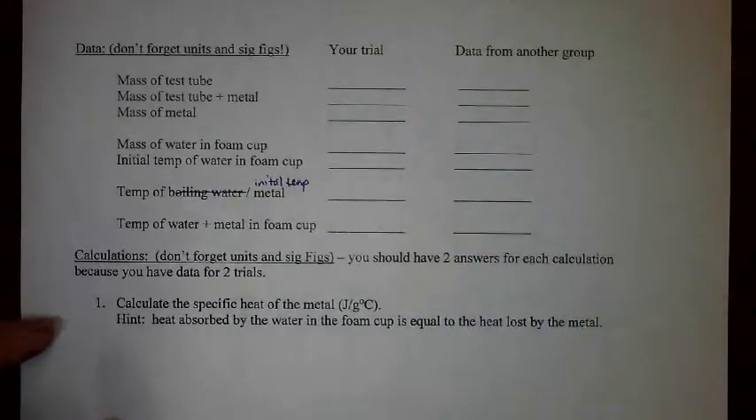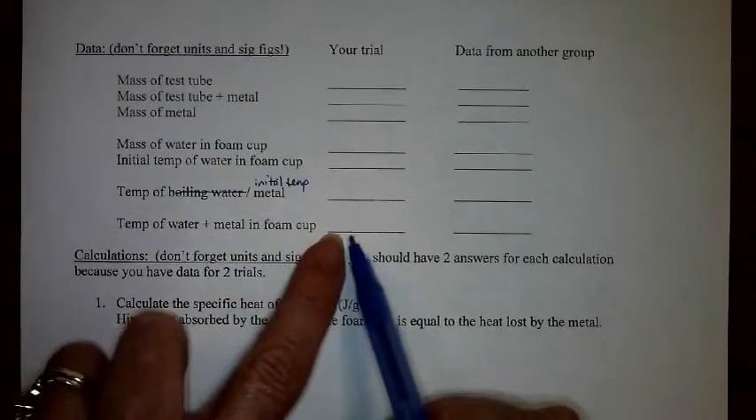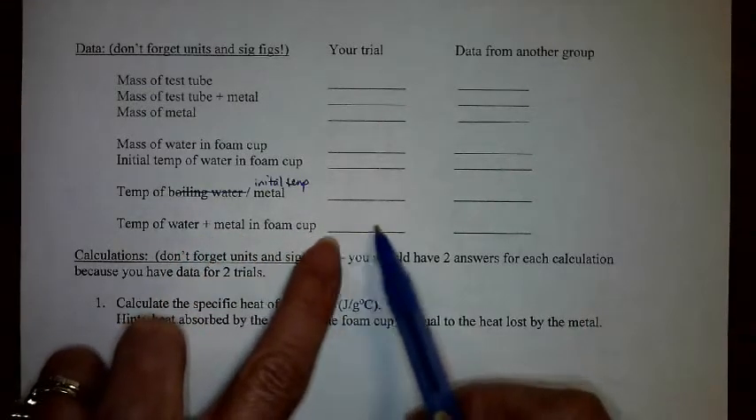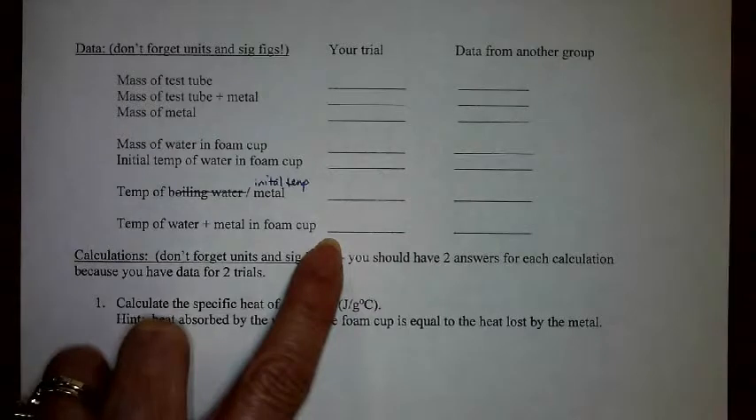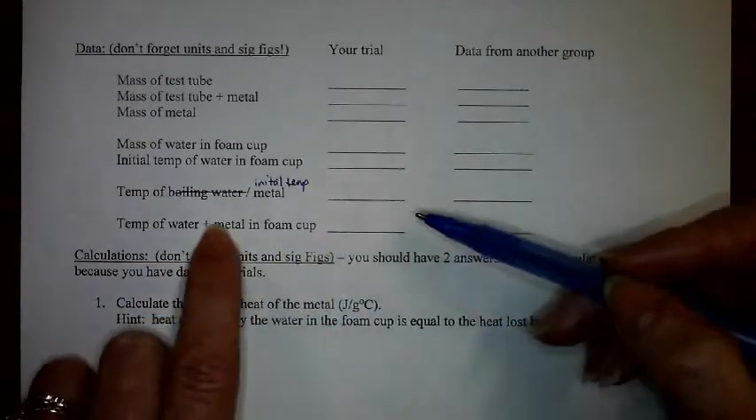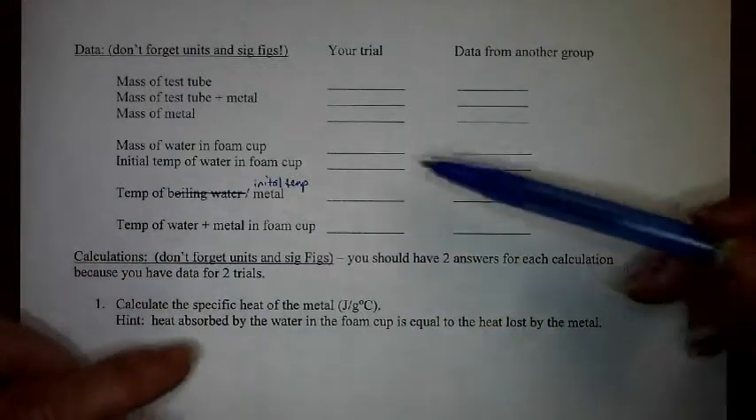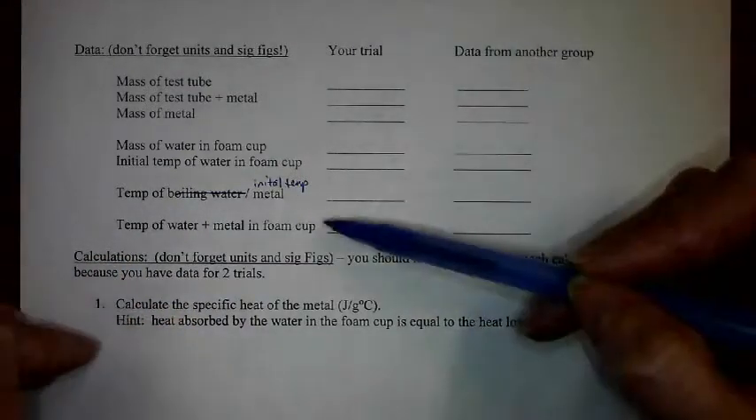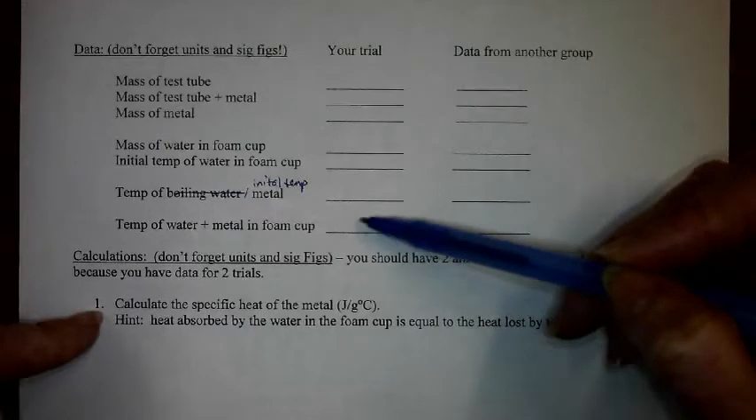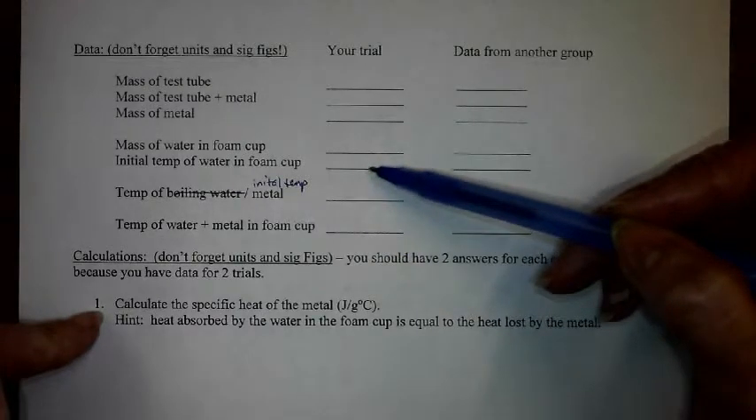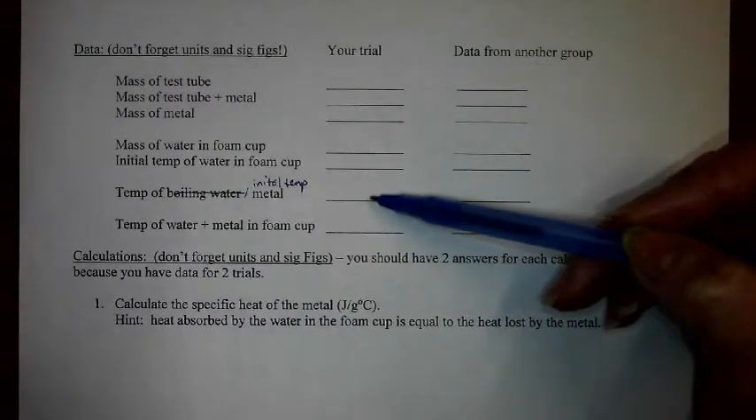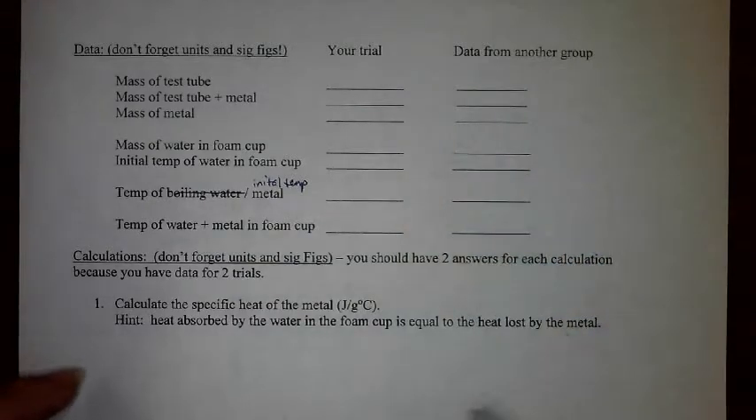Now you put the hot metal in the cool water, and this is the temperature that they both should have reached when they came to the same final temperature. So the water in the cup, its temperature should have risen, and the metal temperature should have fallen. So this temperature should be somewhere between the initial temperature of that water and the initial temperature of the metal. So let's figure out how to do those calculations.